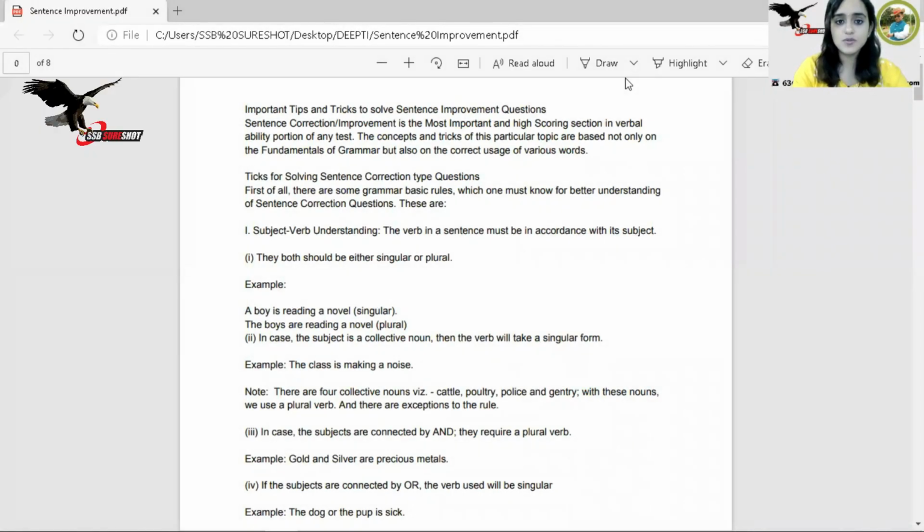We will be dealing with one of the most important topics of the English section of your competitive examinations, that is, how to solve sentence improvement questions. These tips and tricks will not only help you with sentence improvement but also with many other topics in the English section of CDS, NDA or AFCAT. Now let us look at the tricks without wasting any time.